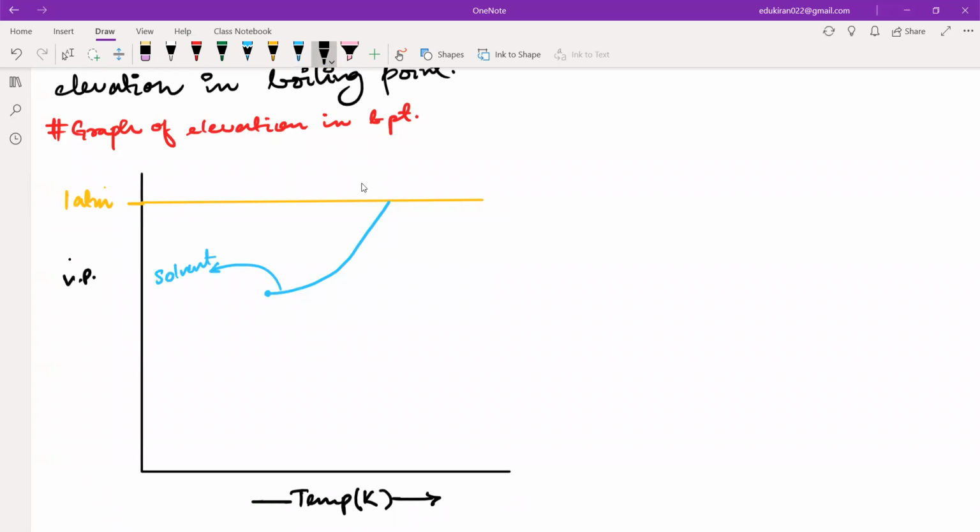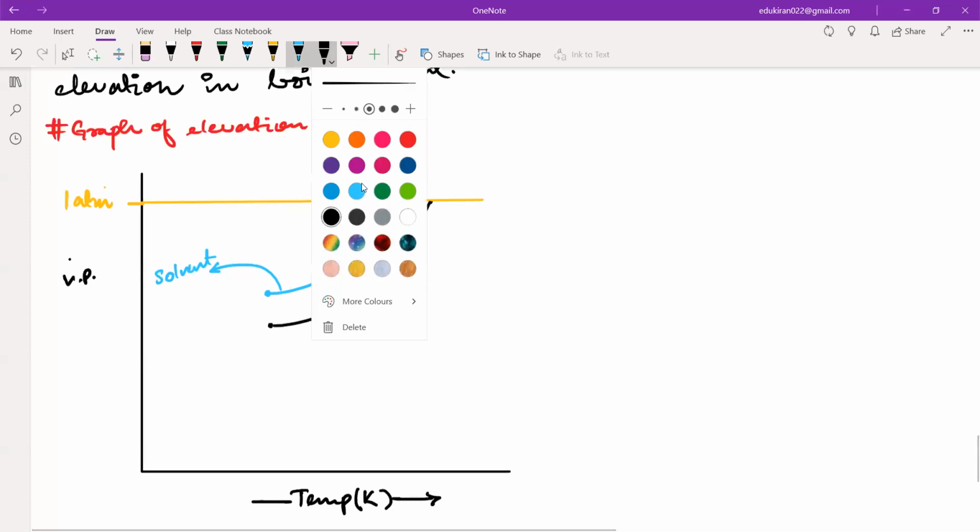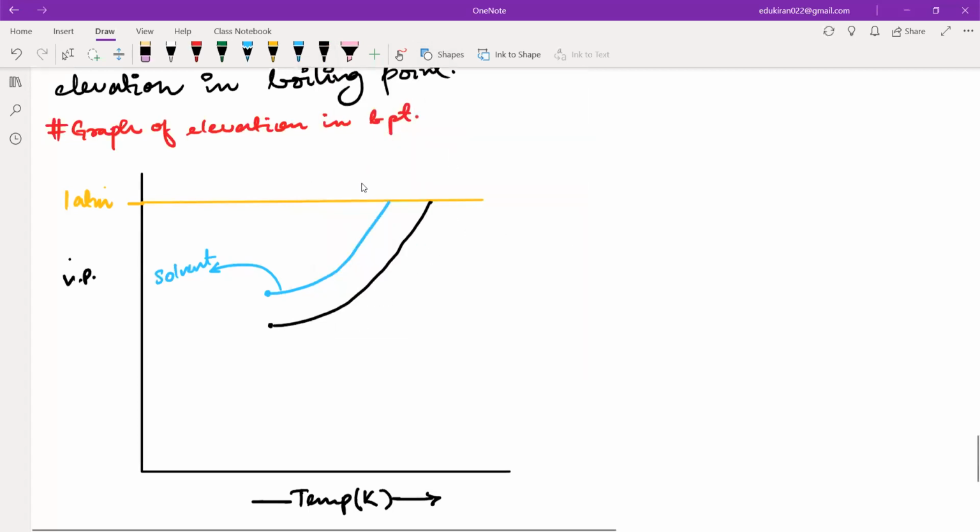Now, for solution, the vapor pressure of solution is a bit less than that of solvent, right? We have just seen in relative lowering of vapor pressure that the vapor pressure of solution is a bit less than that of solvent. And if I increase the temperature, the vapor pressure will increase and it will get to boiling point at this temperature. Now what I will do, I will drop a perpendicular from here.